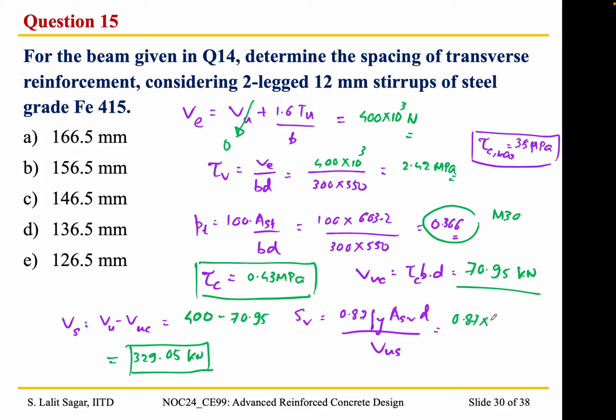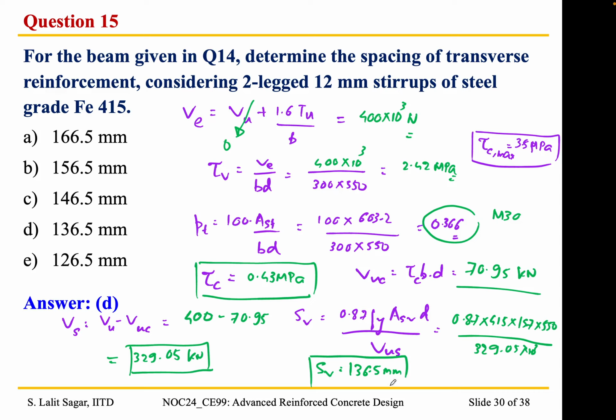0.87, and for 12 mm, ASV is 157 millimeter square, and d is 550, divided by 329.05 into 10 to the power 3. So we get the value of SV as 136.5 millimeter. So option C is, I'm sorry, option D is the right answer.